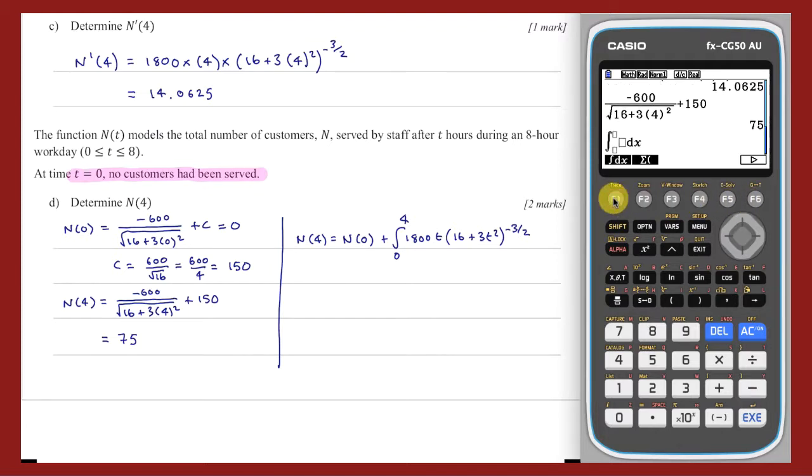Enter the rate function. Arrow right to move through the template, entering lower and upper bounds. Press execute. This returns the same value for n of 4 that we calculated previously.